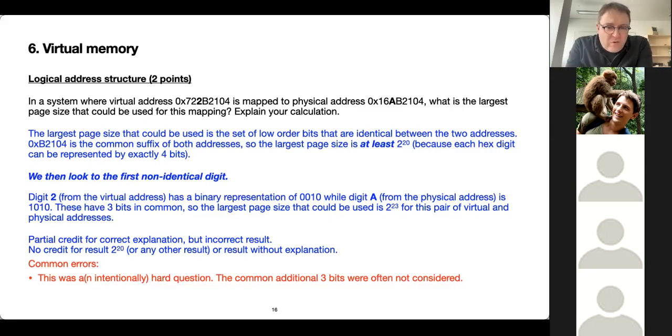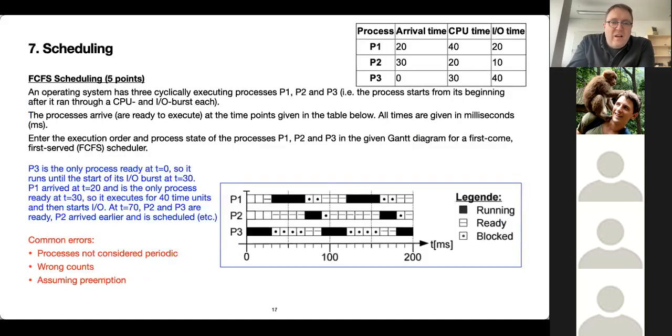So partial credit for a correct explanation but incorrect result, but you didn't get credit for the result 2 to the power of 20 or a result without explanation. So these common additional 3 bits were the trick here, and that was tricky because you really need to understand what was going on in virtual address translation.